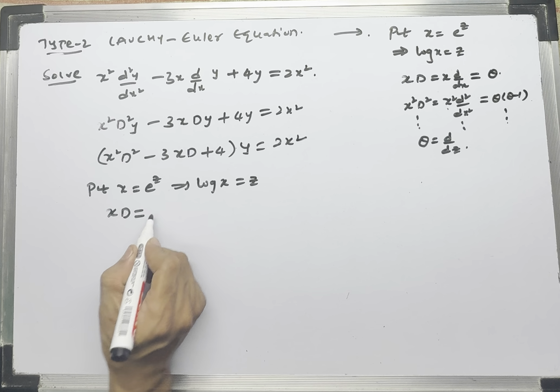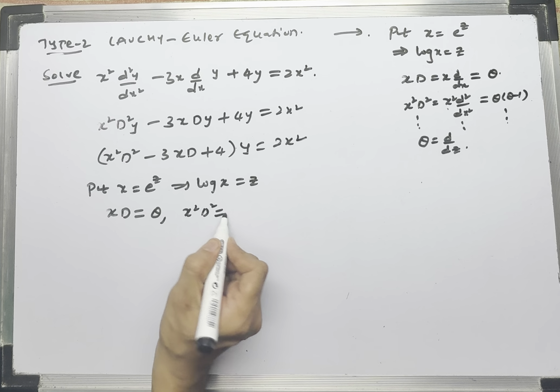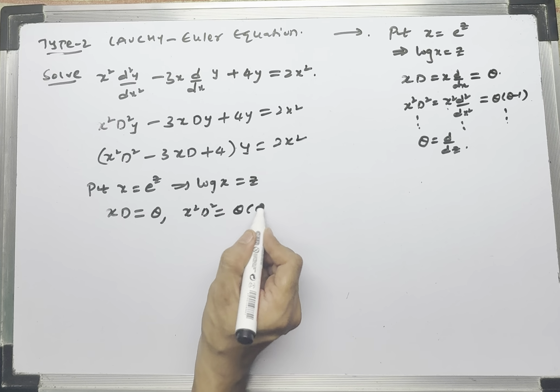Now xd will change to theta. X square d square we have to change to theta into theta minus 1. If x cube d cube, it means theta into theta minus 1 into theta minus 2. Then this x square d square becomes theta into theta minus 1 minus 3 into theta plus 4, equals 2 into what is x? e power z. e power z whole square, e power 2z. So the question is converted in terms of theta. Now this one will be f of theta: theta square minus theta minus 3 theta plus 4. This theta is multiplied, so this will be theta square minus 4 theta plus 4.